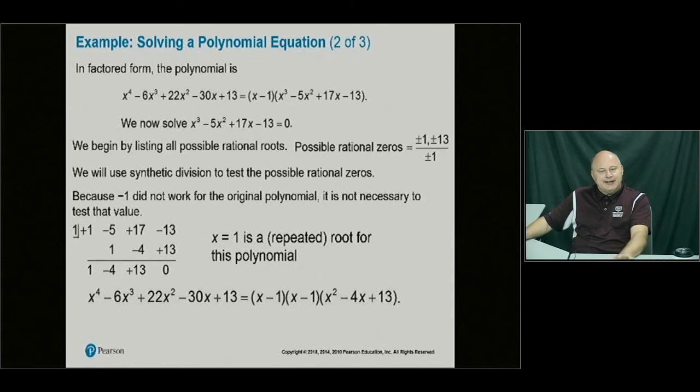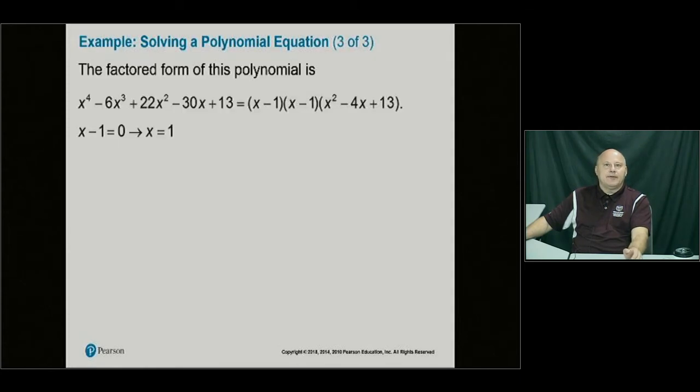But once you get it down to a quadratic, you don't want to use the rational root test all the way down that many times. So once you get it down to a quadratic, go ahead and use the quadratic formula. So if you had 4 answers like this one does, you found 2, that knocks it down to a quadratic, in this case x squared minus 4x plus 13. Then just use the quadratic formula on the remaining part.